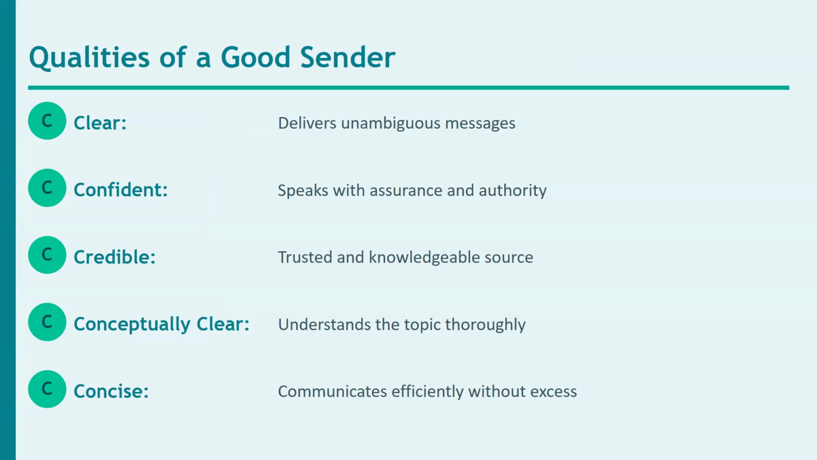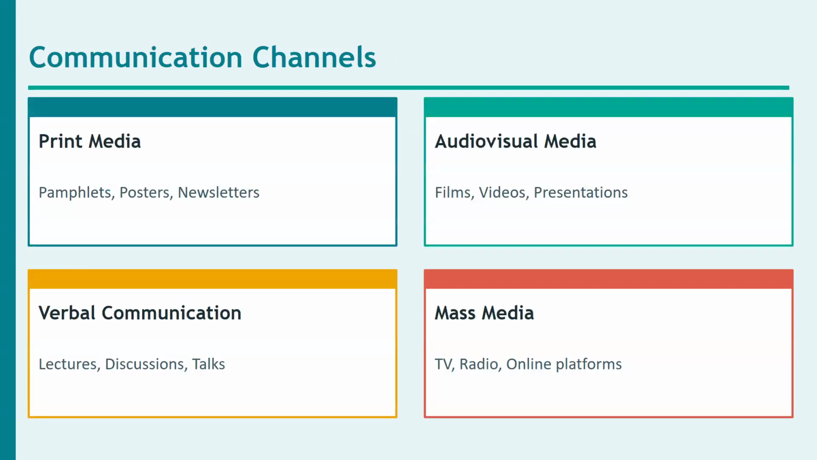Then comes the qualities of a good sender. These are actually the five C's. The message should be clear. He delivers the unambiguous message. The person should be confident, who speaks with assurance and authority. He should be credible, a trusted and knowledgeable source. He should be conceptually clear, who himself understands the topic thoroughly. The message itself should be concise, communicates efficiently without any excess.